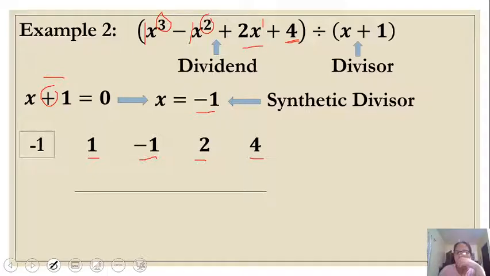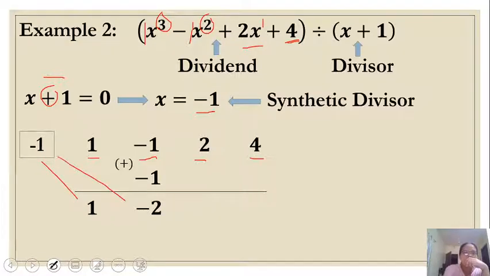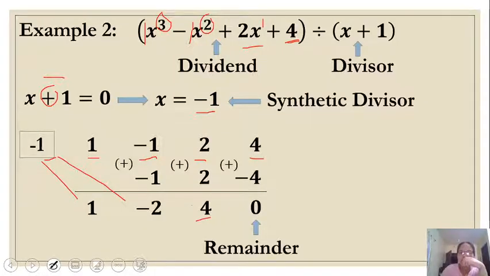and then put a bar to indicate the sum later. First step is to bring down the first number, then multiply it by -1. So write it there, and then add. That will give us -2. Then repeat the process, multiply -2 times -1, that's 2, and then add. That will give us 4. Then multiply 4 to -1, that's -4, and then add, that is 0. That means there's no remainder.